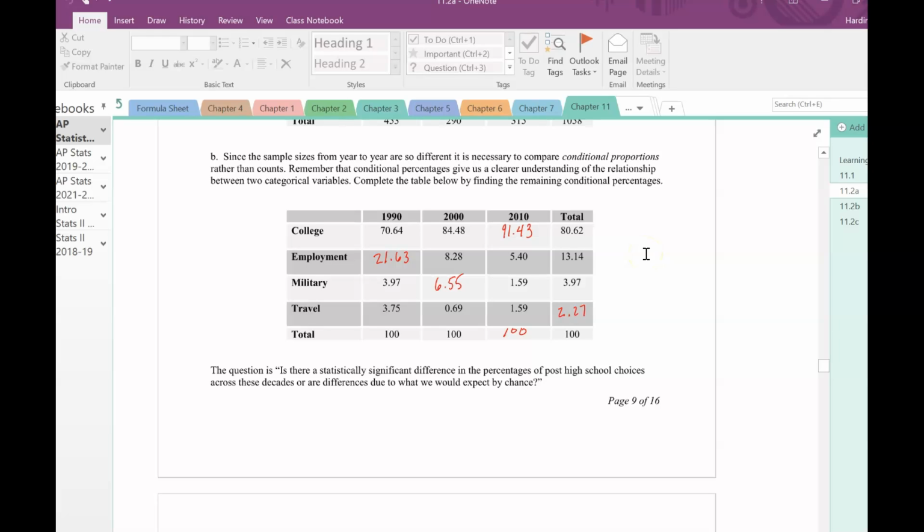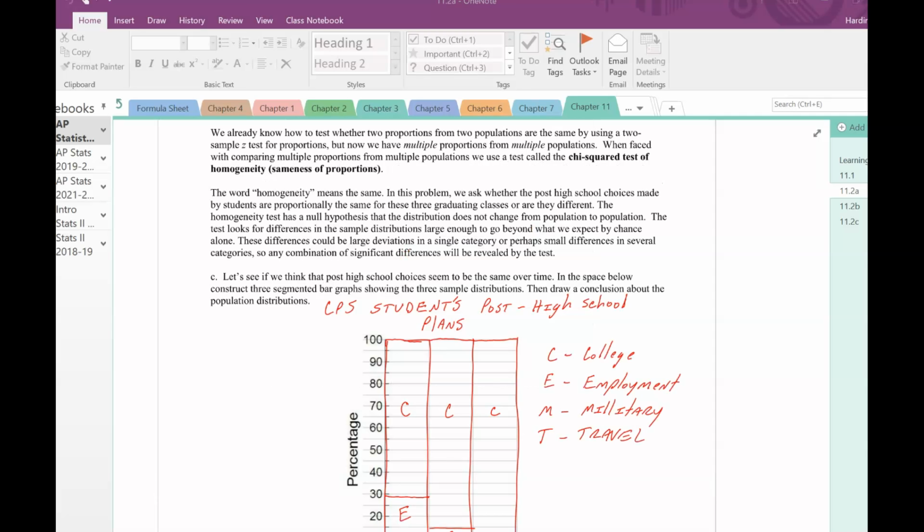But the question really is there a statistically significant difference in the percentage of post-high school choices across these decades, or are these differences due to what we would expect just by chance alone? There's going to be variation from year to year, so is this just that expected variation, or are these differences actually significant? Okay, go ahead and scroll to the second page.